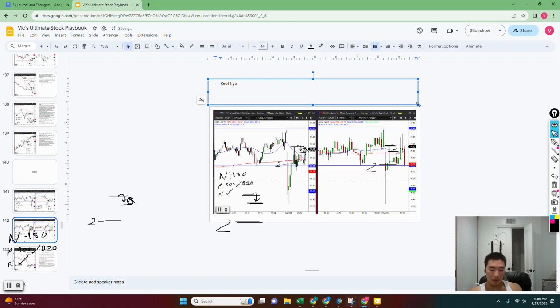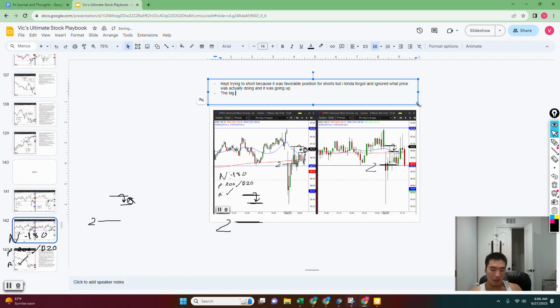Kept trying to short because it was favorable position for shorts, but I kind of forgot and ignored what price was actually doing, and it was going up.